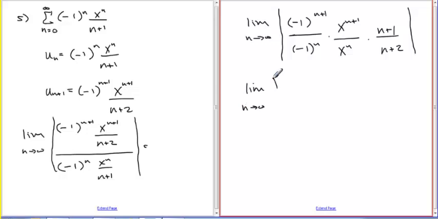So here we get negative 1 to the first power, and x to the n plus 1 over x to the n is just x to the first power. And then we have n plus 1 over n plus 2. We can't do anything with that. And what we want to do is we want to find the values for x where that is less than 1.